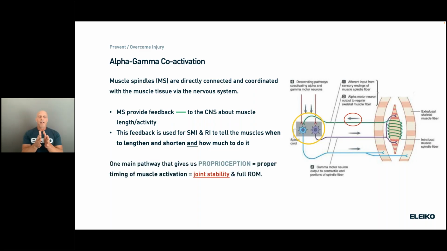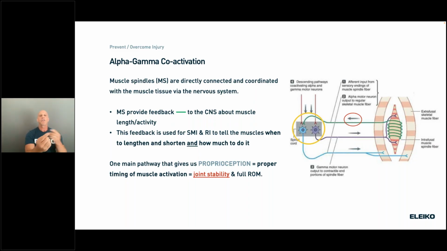And by the way, this is one of the main pathways that the body uses to give us proprioception. Proprioception is one of those fancy words, and what proprioception actually means is stability. Proprioception means we have proper information coming in so we can have proper information going out. And if we have good proprioception, that means we have instant joint stability. We have proper activation so joints are stable. It's an unstable joint that causes the musculoskeletal injuries, essentially. And I'm going to break that down here in a minute.